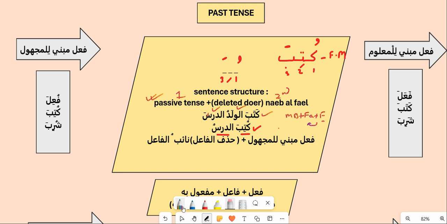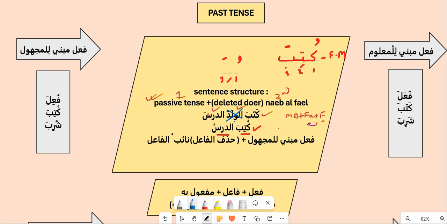But now, what are you going to do? Now you are going to make a majhul sentence. So first of all, you need to change the simple verb into majhul. Now, what are you going to do with the other parts of the sentence? So when you want to make a majhul sentence, cancel the doer. The fail is deleted. So in this case, al-waladu will be deleted.